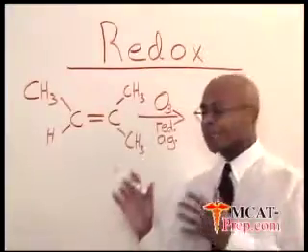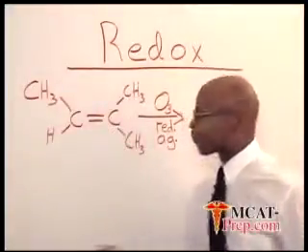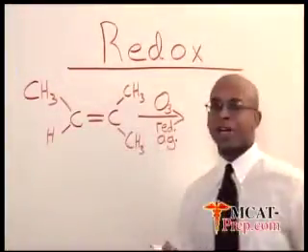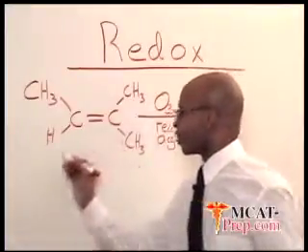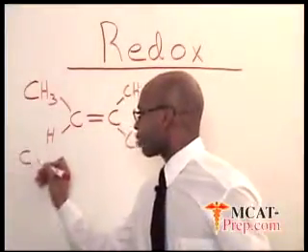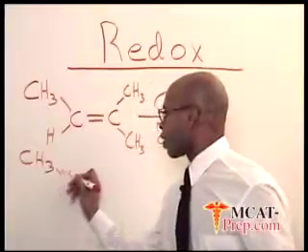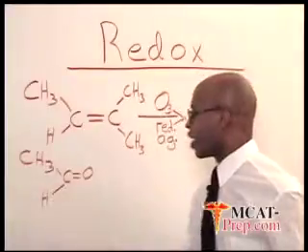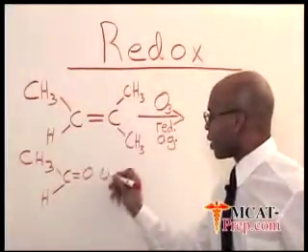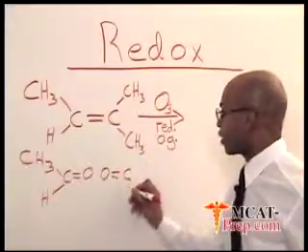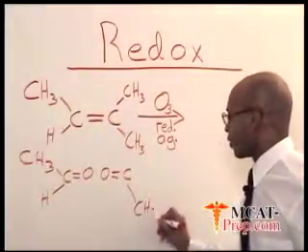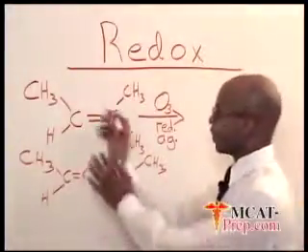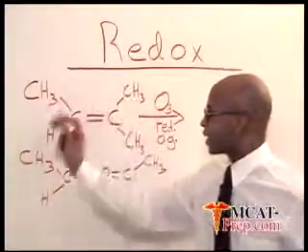When ozone is applied to a double bond, ozone breaks the bond and applies oxygens on each side of the bond. In other words, this becomes CH3 carbon double bonded to oxygen to hydrogen. Then we have oxygen double bonded to carbon, CH3, CH3.